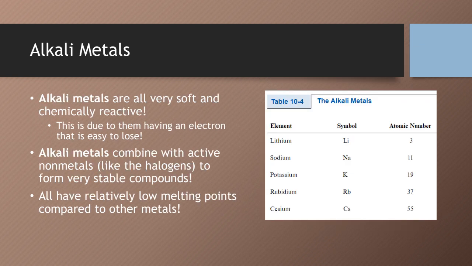On, as you will see, the other side of the periodic table, we have the alkali metals. These are all soft metals. They're all chemically reactive. This is because they have an electron that's easy for them to lose. That makes them reactive, gives them a positive charge. Alkali metals will often combine with active nonmetals like the halogens to form very stable compounds, like sodium chloride or potassium chloride.